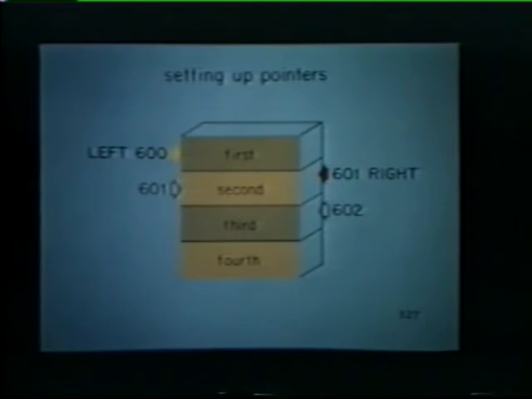Because we're dealing with two numbers, we need to set up two pointers, a left pointer and a right pointer. Initially, the pointers would point to the first and second numbers. If we then increment both pointers, they would then point to the second and third numbers, which is exactly where we want to be after the first comparison.